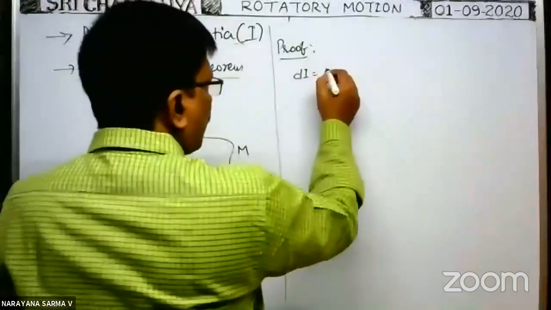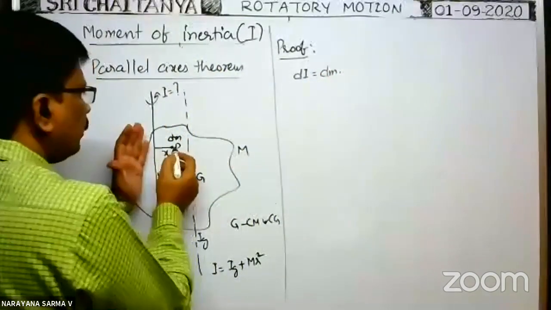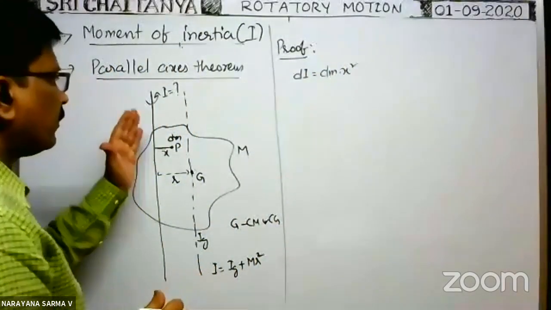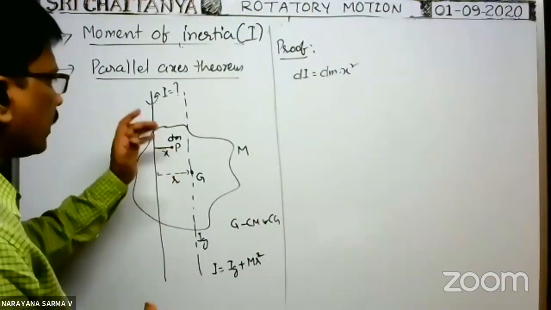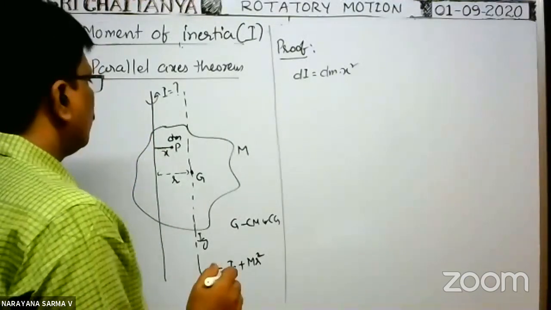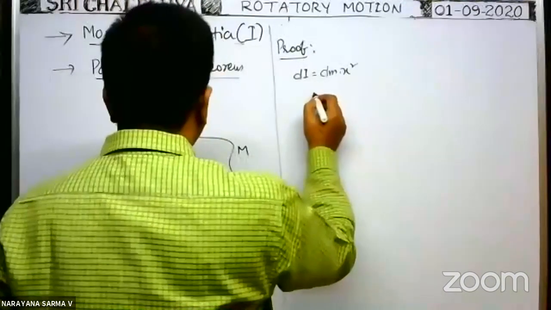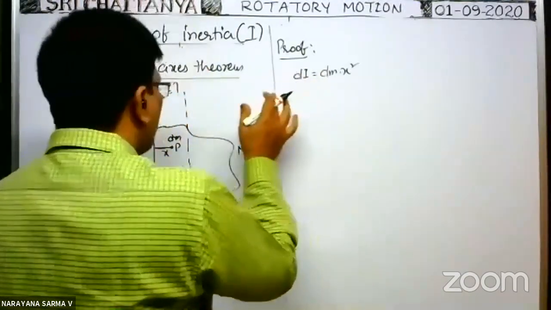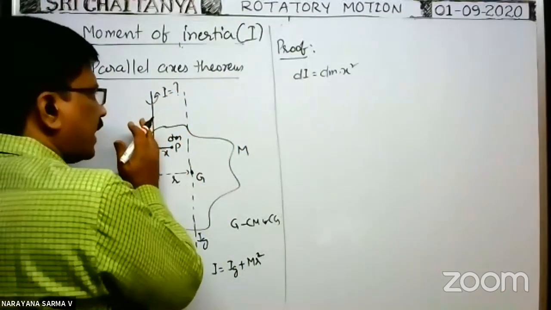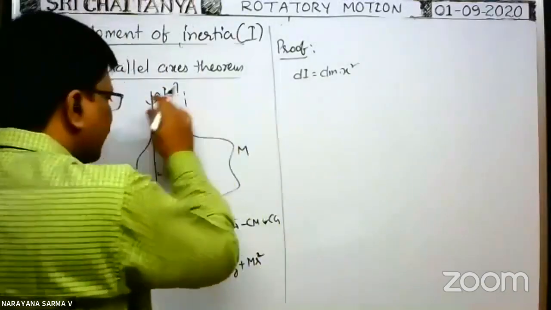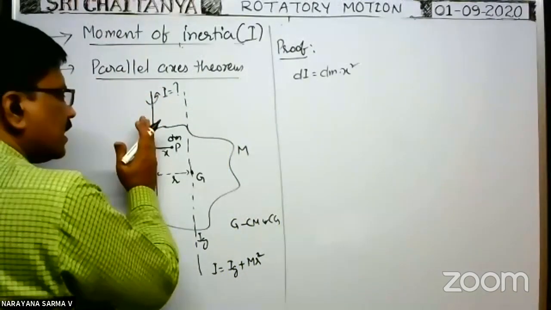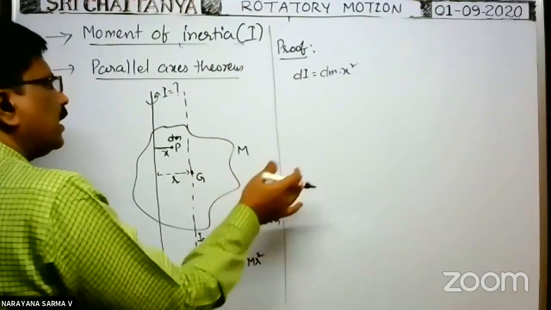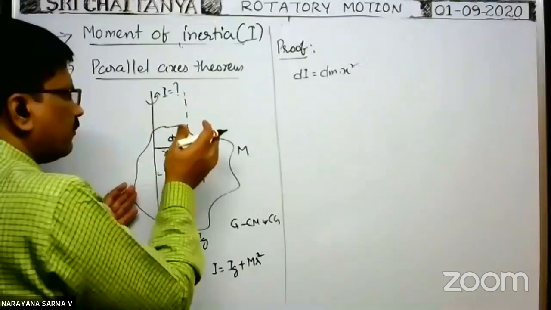Very good. Mass of the particle dm into distance square, meaning perpendicular distance square, x square. It is the moment of inertia of this particle about this axis. Therefore, the moment of inertia of the entire rigid body about this axis: for each and every particle you find the moment of inertia and add them. That gives the moment of inertia of the entire body.